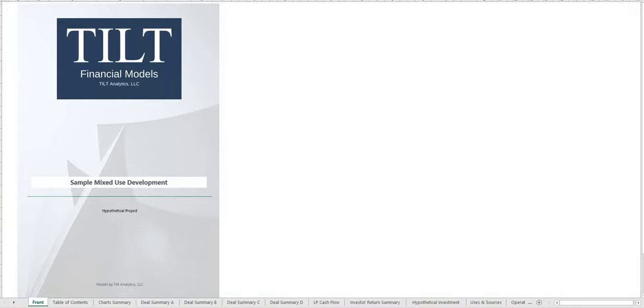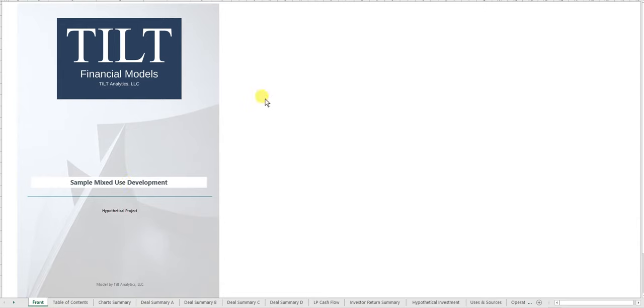Let's take a look at a real estate financial model from Tilt Analytics. This example is a mixed-use development project, commercial and residential. If you wanted only the residential version or the commercial only, I could send that to you as well. Your logo would be on the front page here instead of mine. The name of the project, summary details of the project.